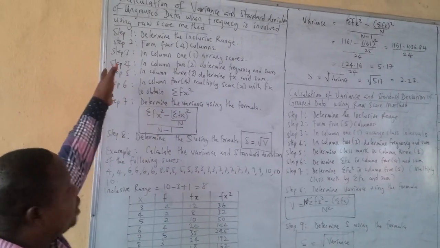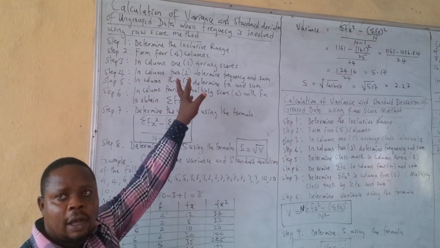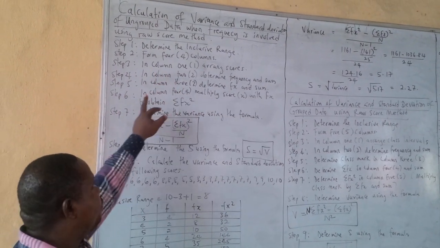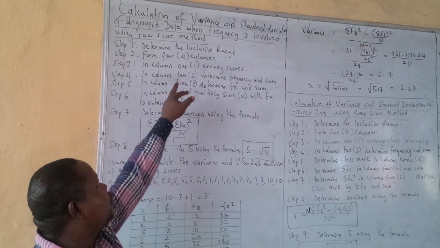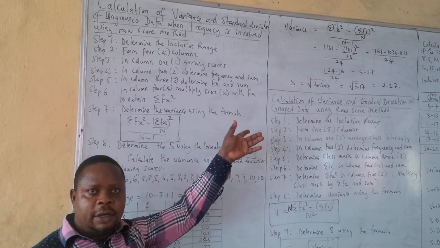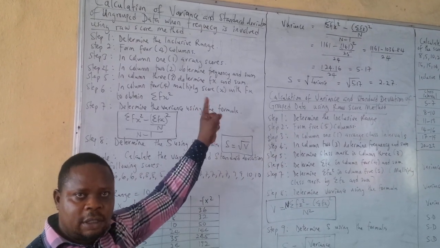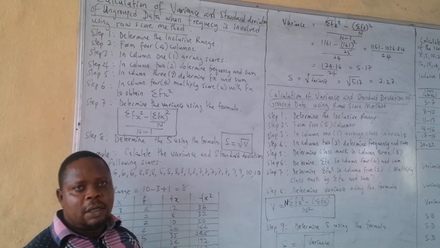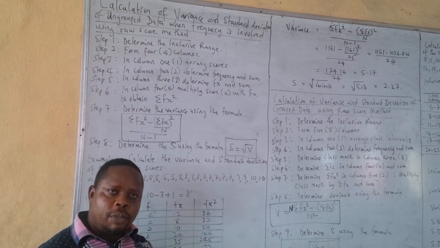Now, there are steps, just like we normally do, that must be followed in calculating variance and standard deviation of ungrouped data involving frequency. The steps are as follows. Step 1. Determine the inclusive range. In our last class we talked about the range. The inclusive range and the range are almost the same. The difference is that in the inclusive range you add +1. That +1 is a constant that is usually there in the formula. So instead of highest score minus lowest score, you have highest score minus lowest score +1.